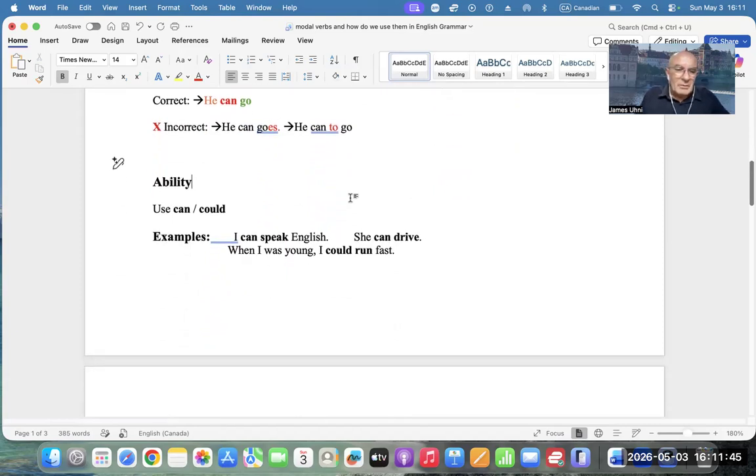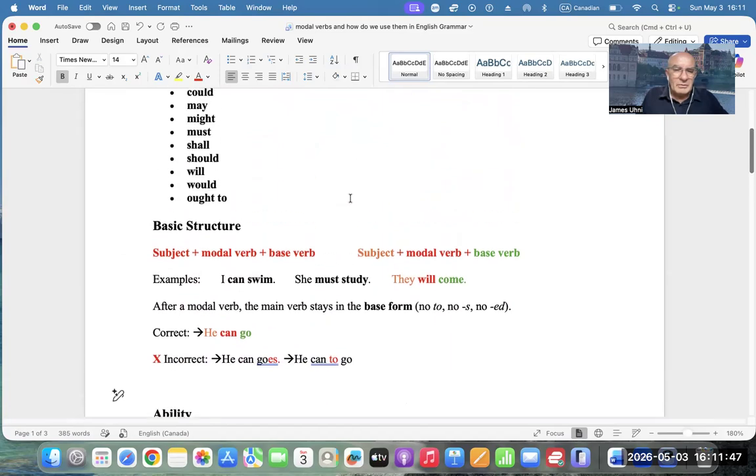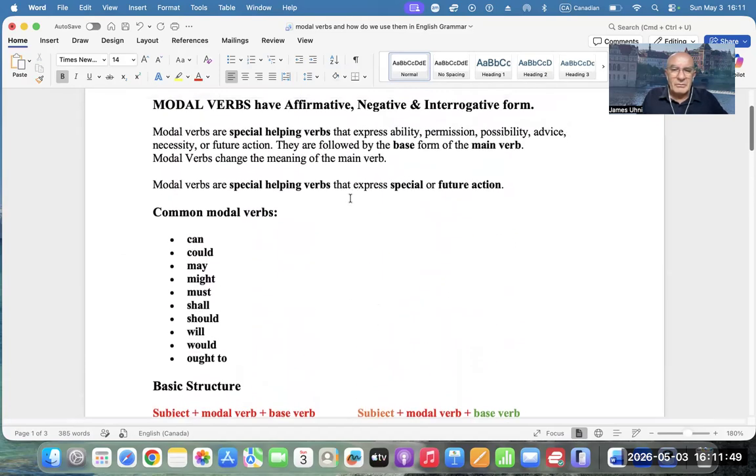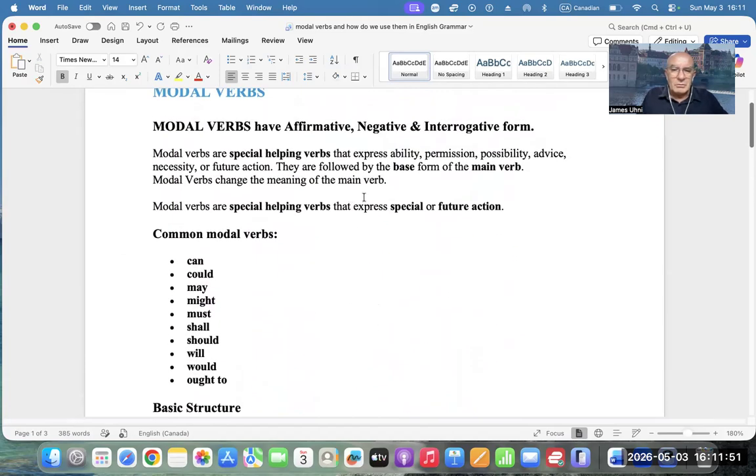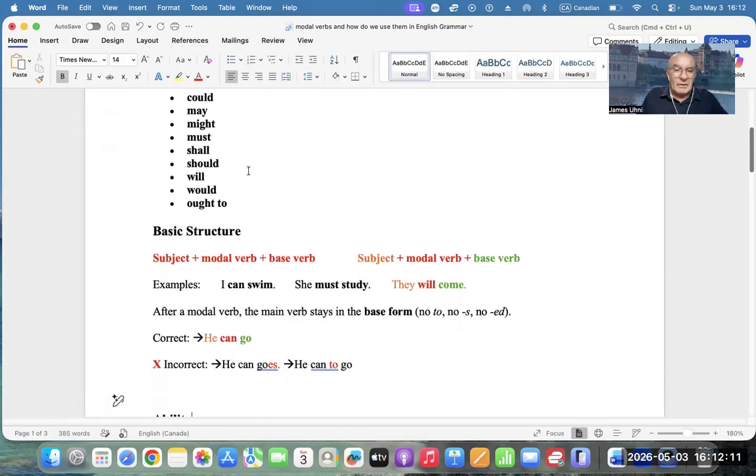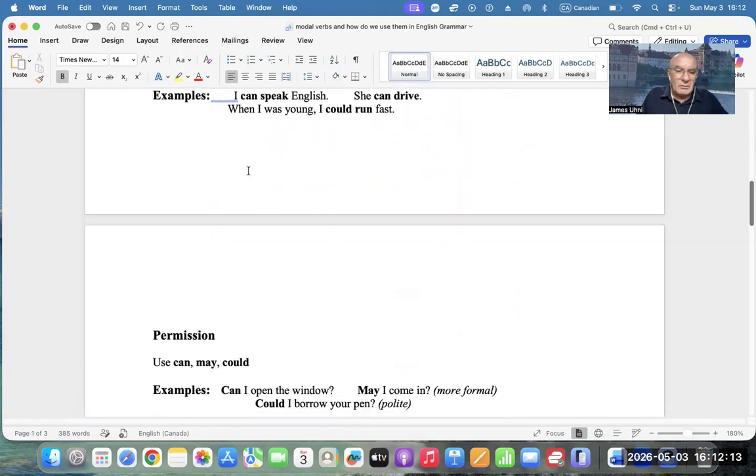Here is ability. So where does the ability come from? Is it written somewhere here? Yes, express ability, permission, possibility, advice, necessity, or future action. So now we are going to talk about ability, permission, possibility, advice, necessity, or future action. Well, let's see what it means.